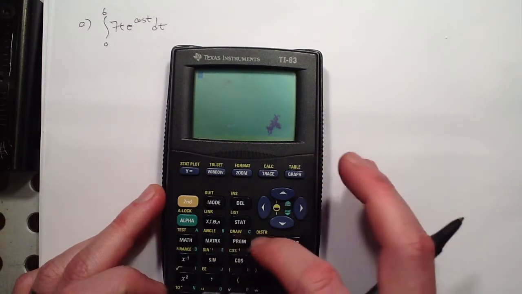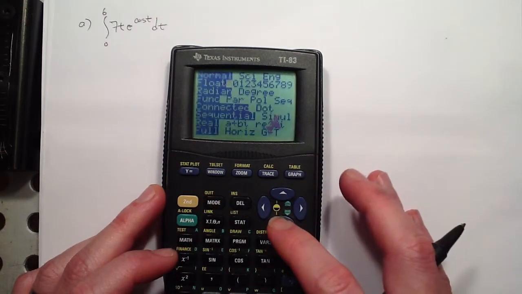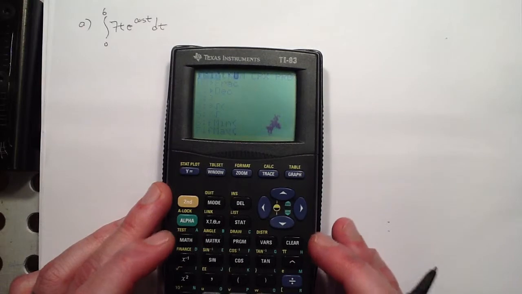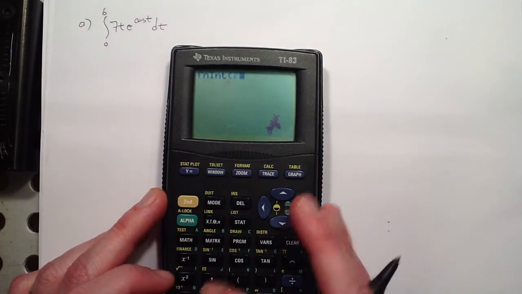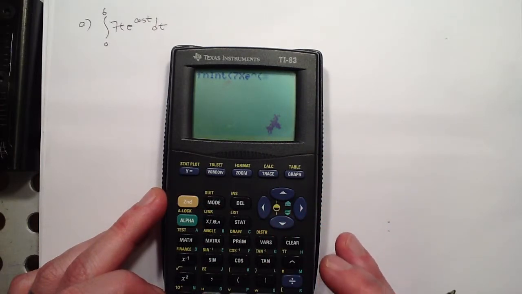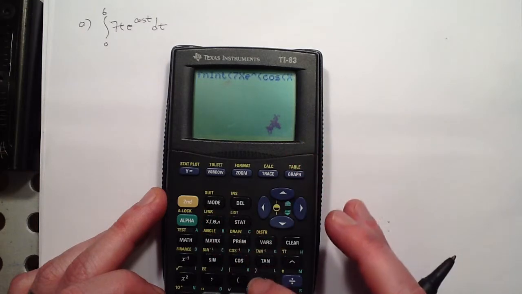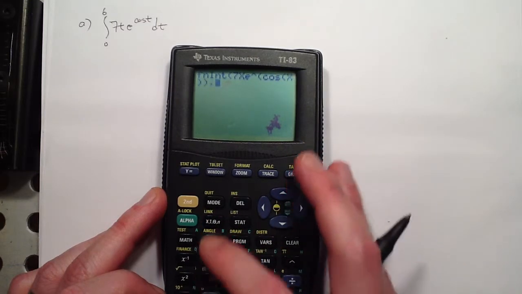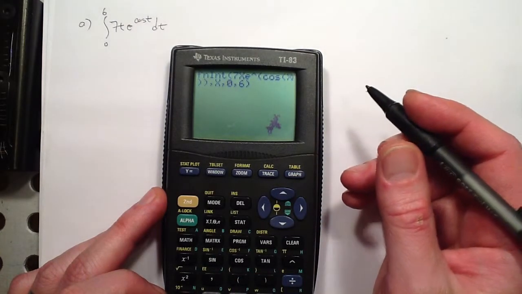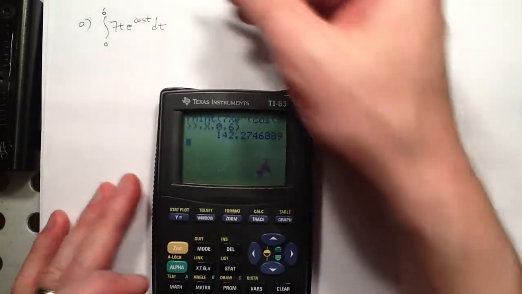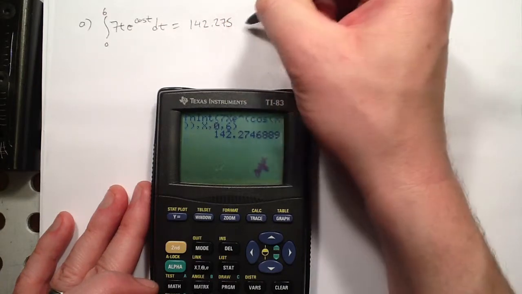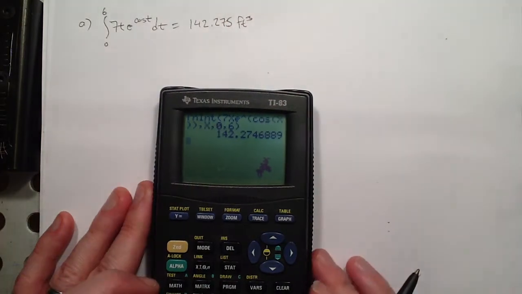So let's see, let me just make sure I am in radian mode, because I got a cosine here. So math 9, I want to find the integral of function 7x e to the cosine x, comma x, comma 0, comma 6. So it looks like 142.275 cubic feet have accumulated in the driveway.